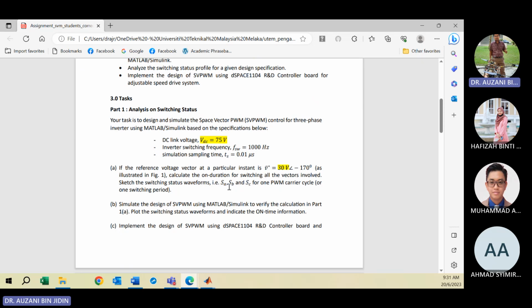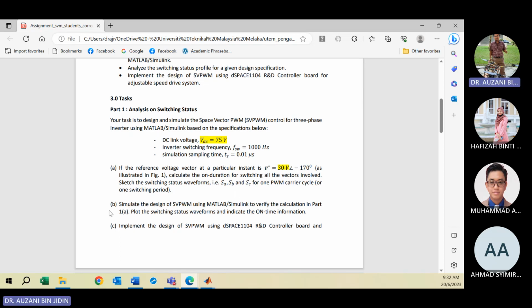In this case, you need to put a constant value at the input of the modulator, because in this question you need to calculate the on time for a particular instant. So your controller samples the input signal at a particular instant, then you calculate. Firstly, you need to plot the switching status waveform. Then you analyze the time difference to verify the result with the calculated on time.